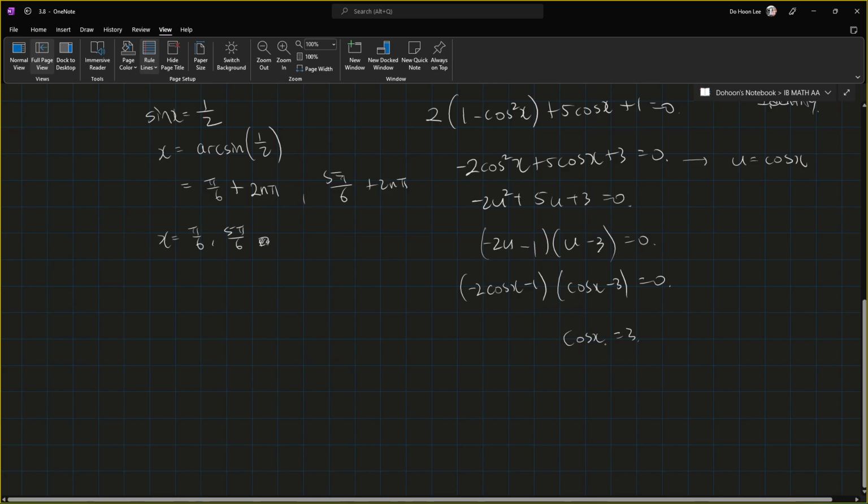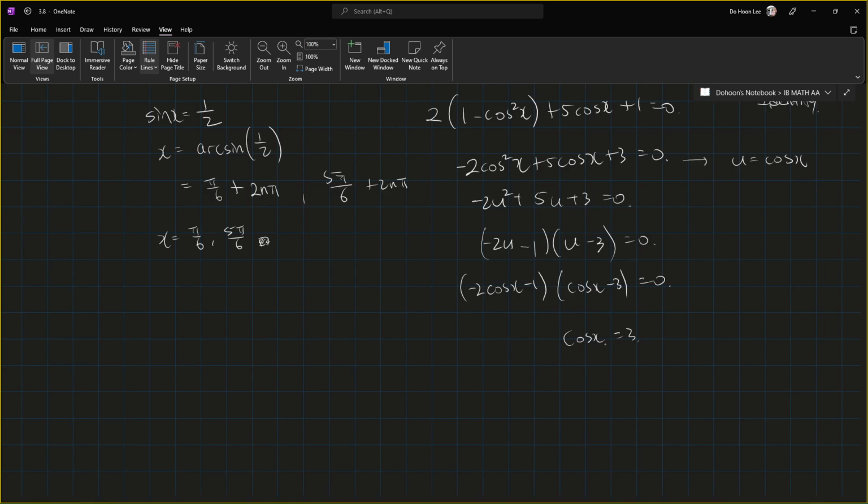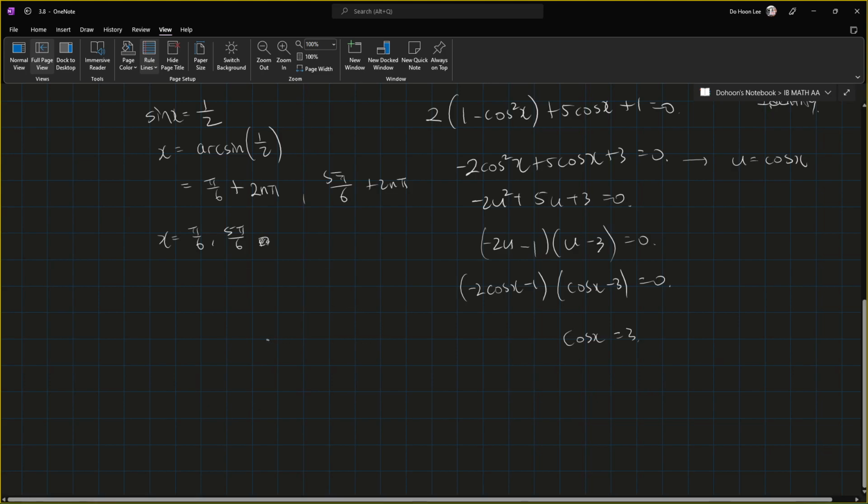And at this point, you should know that cos x equals 3 is an impossible equation that has no solutions. Why? Because cos x, the amplitude is from negative 1 to 1, right? So it'll never reach positive 3. So we can just delete this part. We don't need that. And we're going to focus on the first one, negative cos x minus 1 equals 0. And then we can solve the similar thing that we did previously. Cos x equals negative 1 over 2.